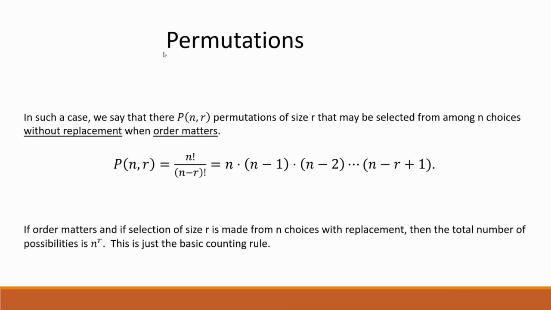Okay? And so how many possible such permutations can you make? That's what P of n, r is. And the formula for it is n factorial over n minus r factorial. I did go over what factorials are last time.